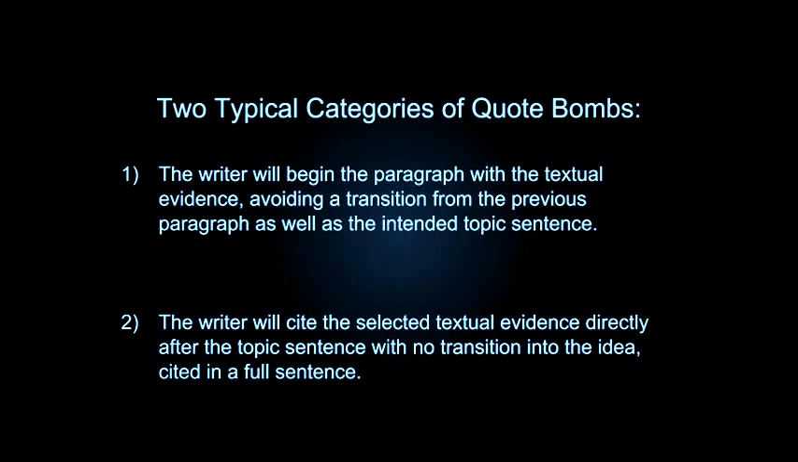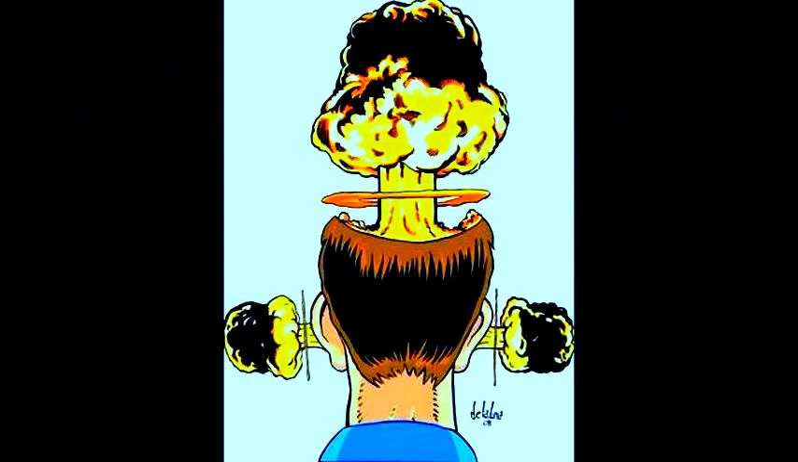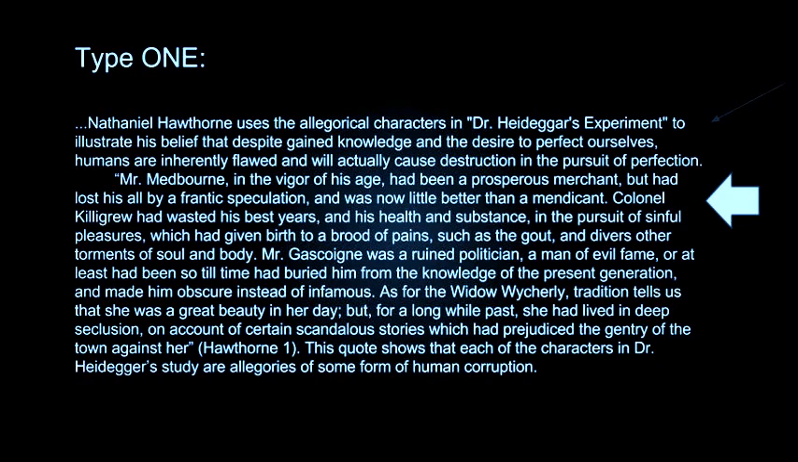Here's an example of the first type of quote bomb. Take some time to read the passage. So what is wrong with this example? Directing you to the arrow, you can see that there is no transition from the thesis statement into the evidence. The writer has completely avoided both a transition and a topic sentence and used the textual evidence to say what the writer wants to say for her.